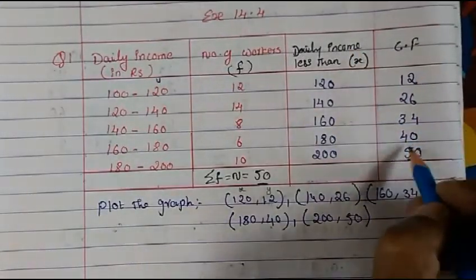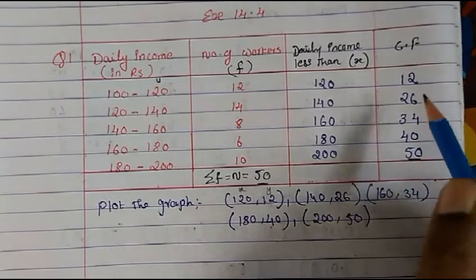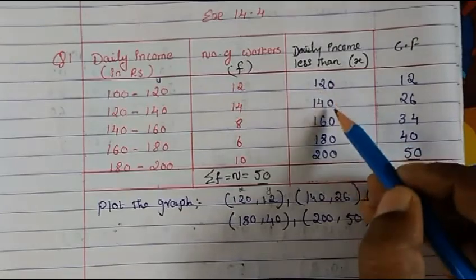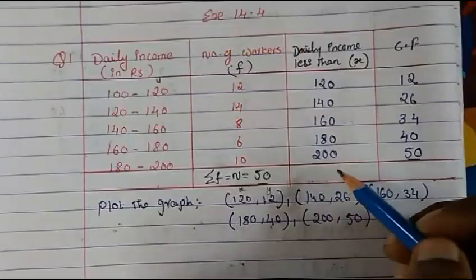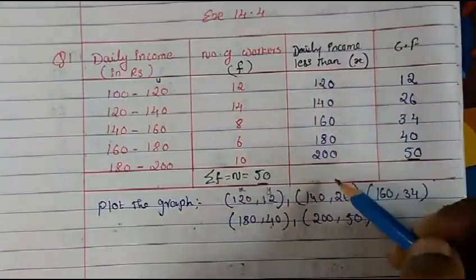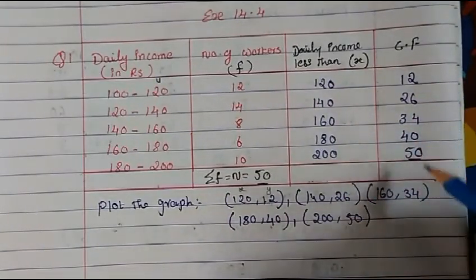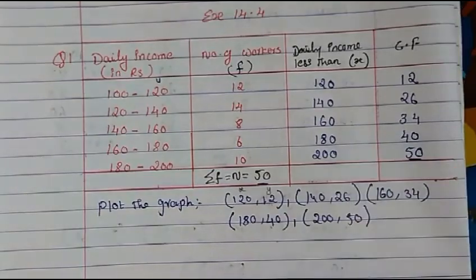On the Y axis the highest is 50, and here the highest is 200. But you can see the difference is 20, so we can give that only. And for the 50, we can give a difference of 10, so that all the values will come. Okay, so let's plot on the graph now.